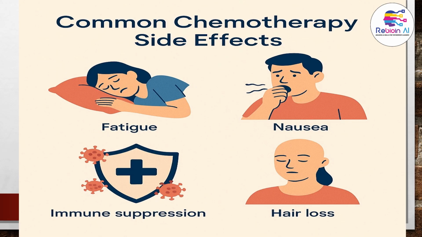Finally, hair loss is a well-known side effect. Since chemotherapy targets rapidly growing cells, it can also affect hair follicles, causing temporary hair loss. In most cases, hair begins to grow back after treatment ends.